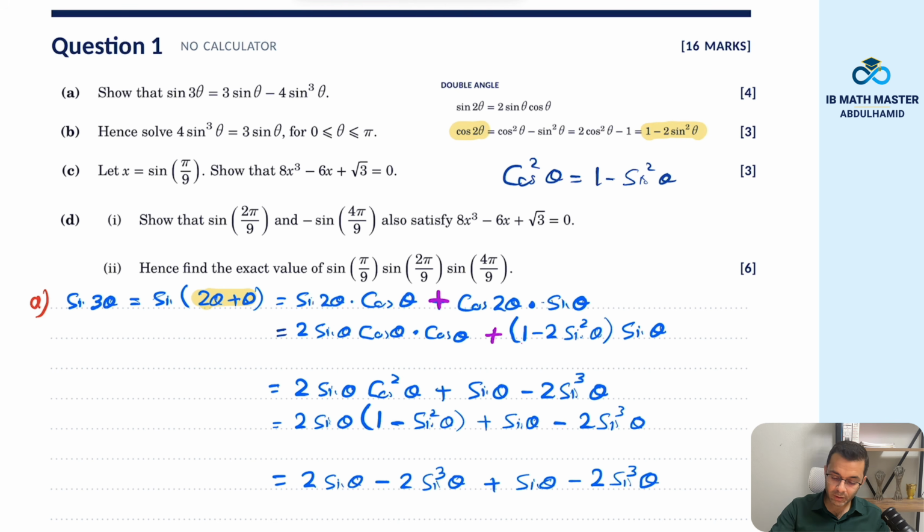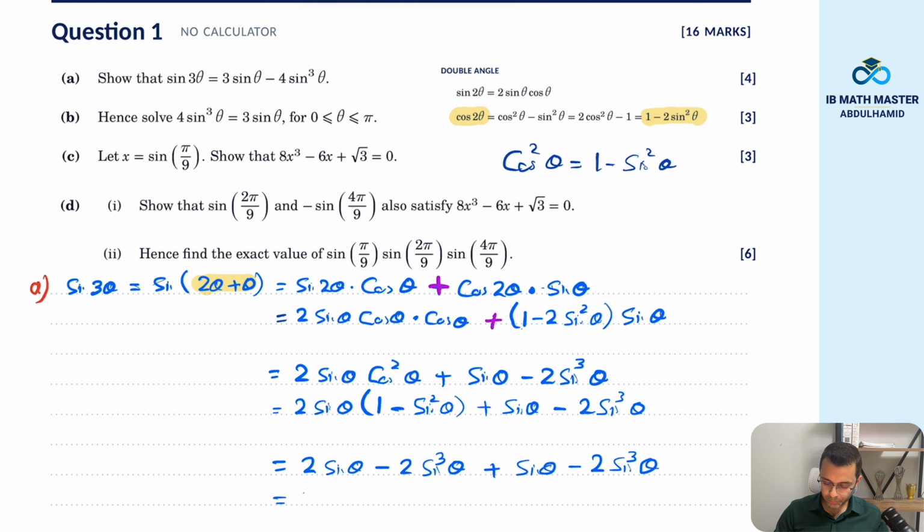as it is. Here we can group 2 sine theta plus 1 sine theta will be 3 sine theta as we need here. Then negative 2 sine cubed, another negative 2 sine cubed will be negative 4 sine cubed. So which is equal to 3 sine theta minus 4 sine cubed theta, which is what we really need to prove. So with this, we did part A.